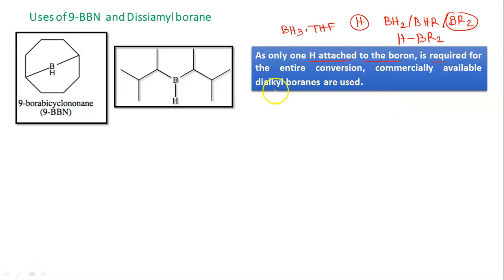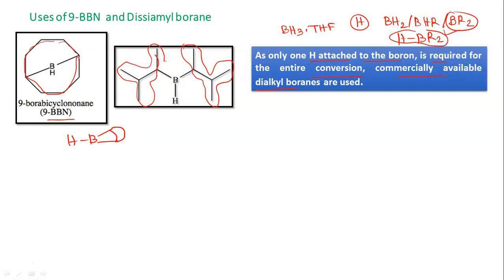As one hydrogen is required for the entire conversion, there are some commercially available dialkyl boranes. This is actually a dialkyl borane because two R groups are there. This is disiamylborane, with one alkyl group here and another alkyl group here. Another important reagent is 9-borabicyclo[3.3.1]nonane, in short 9-BBN. It is also written this way for simplicity because it is bicyclic, with this one side and another side. We will see the use of these compounds because they are sterically hindered.